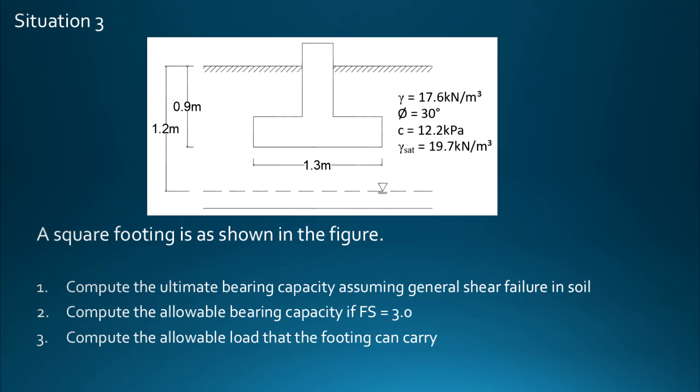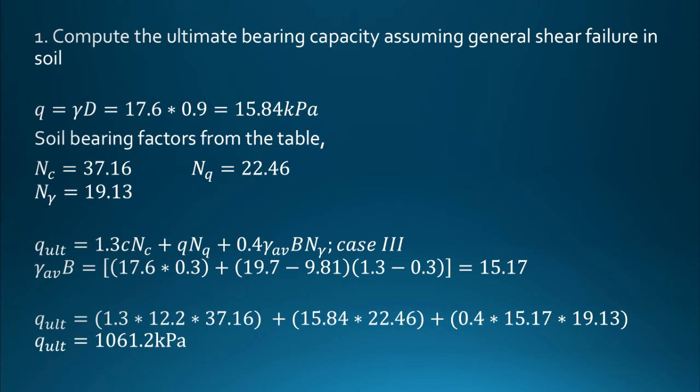Okay, meron tayong size ng footing 1.3 since square yan. So, yung width, same lang din na 1.3. And then, 0.9 yung depth ng ating footing from the ground surface. Tapos, meron tayong groundwater table 1.2 meters from the ground surface. So, dito pa lang, pwede na natin makita kung anong case. So, case 3 tayo. Compute the ultimate bearing capacity assuming general shear failure.